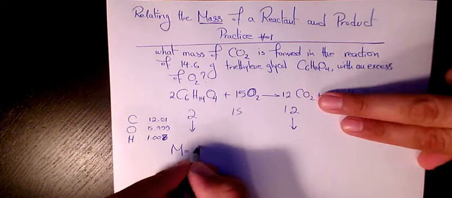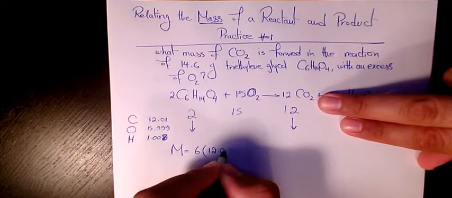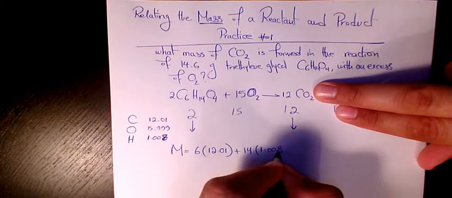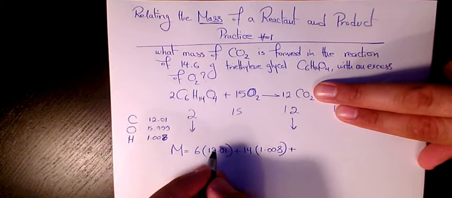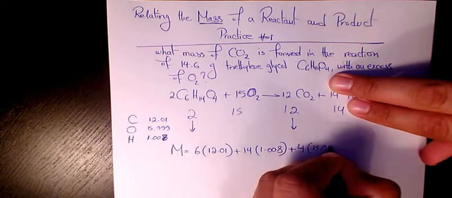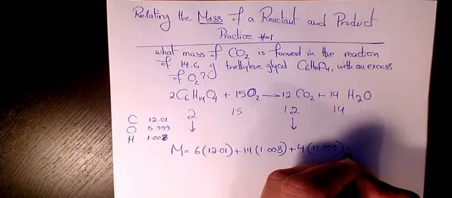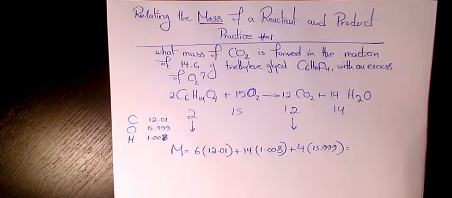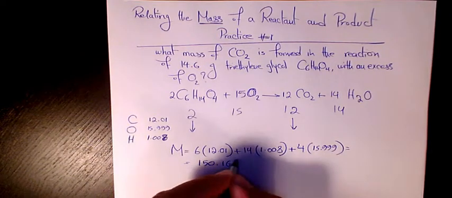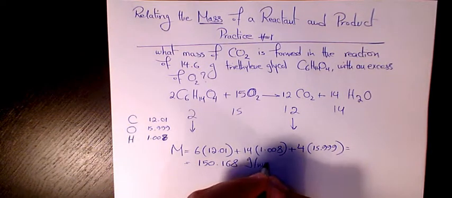We have 6 carbon, 14 hydrogen. These are the atomic masses of carbon, hydrogen and oxygen. We have 4 of them. 15.999. That will give us 6 times 12.01 plus 14 times 1.008 plus 4 times 15.999. That will be 150.168 grams per mole.